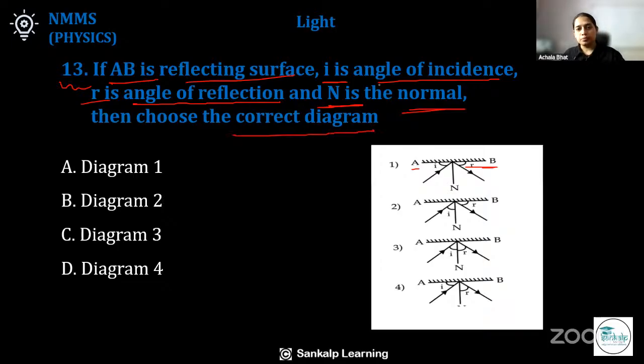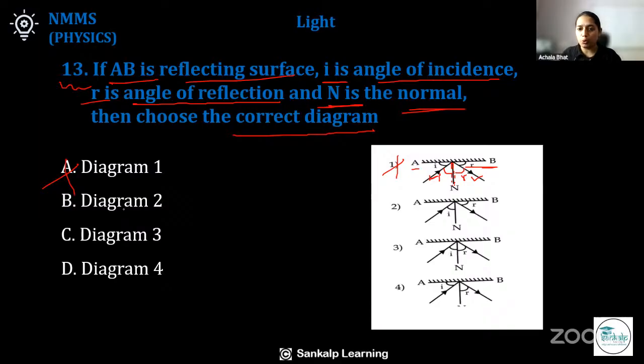I is angle of incidence. Angle of incidence is nothing but angle between incident ray and the normal. And angle of reflection is nothing but angle between reflected ray and normal. Now, in diagram 1, whether I and R are depicted correctly? No, wrong. This should be I and this should be R. Therefore, diagram 1 is wrong.